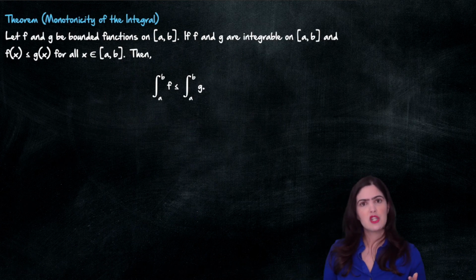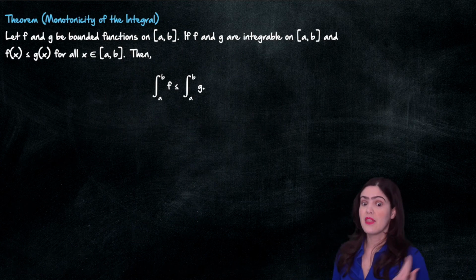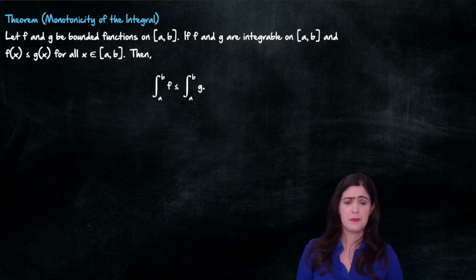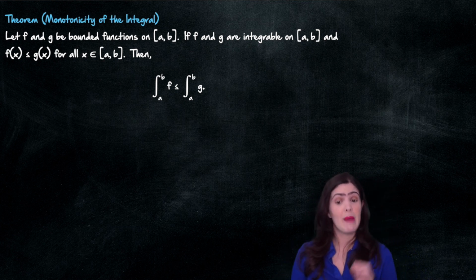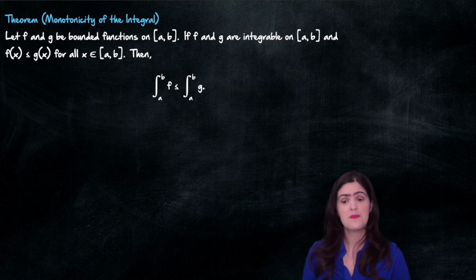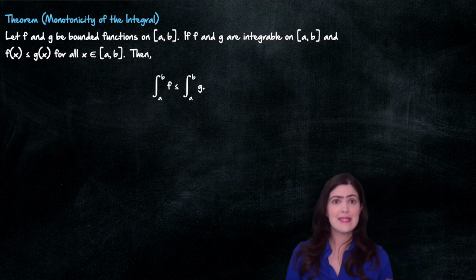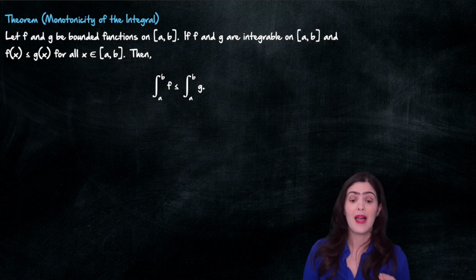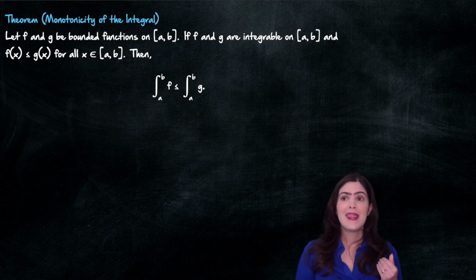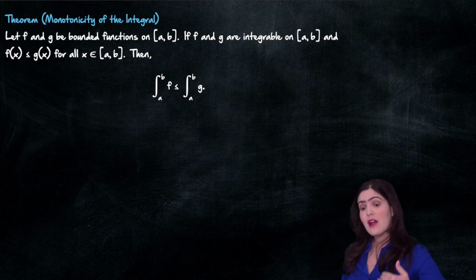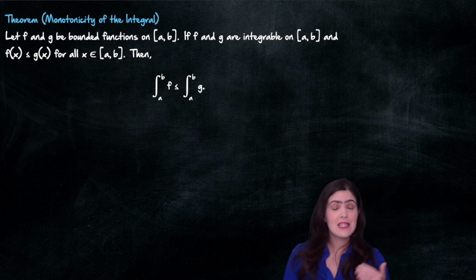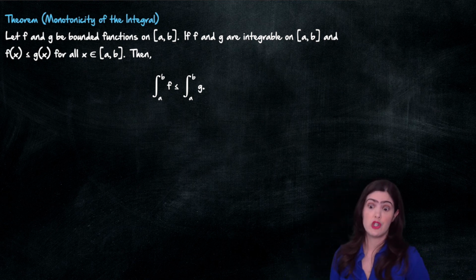Okay, and now I'm going to just mention the formal statements of the other two properties, but I'm not going to prove them. If we know that f and g are bounded functions on the interval [a,b], and that f and g are both integrable, and that f of x is less than or equal to g of x for all x in the interval [a,b], then the integral from a to b of f is less than or equal to the integral from a to b of g.